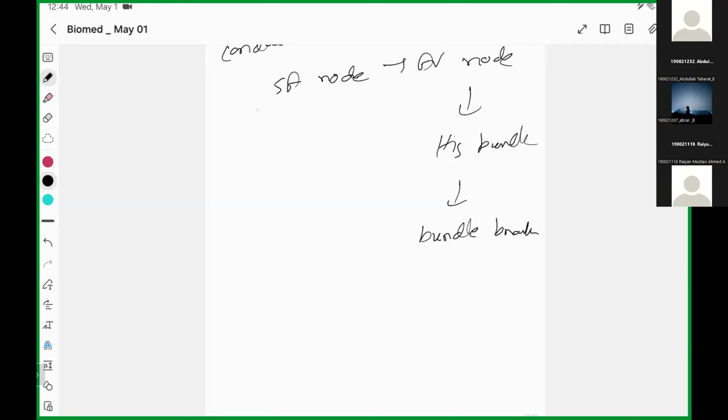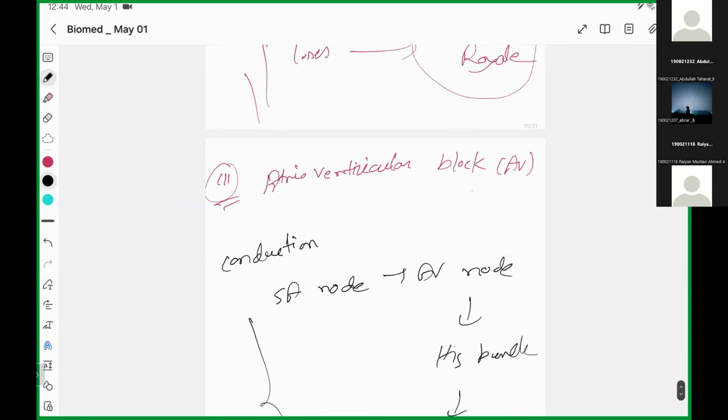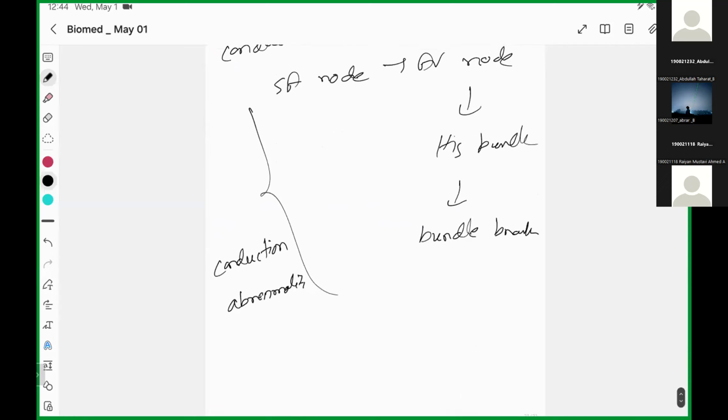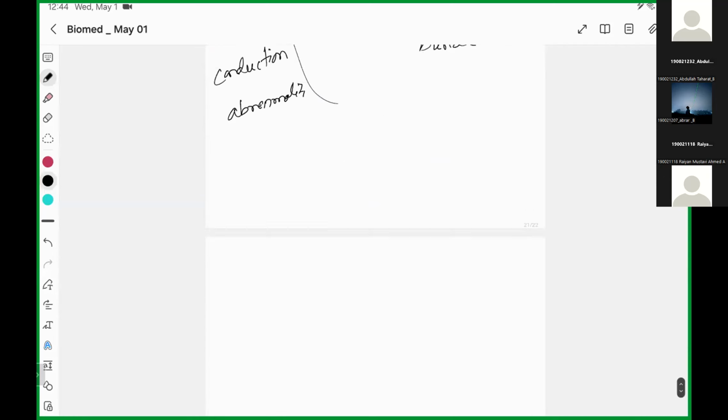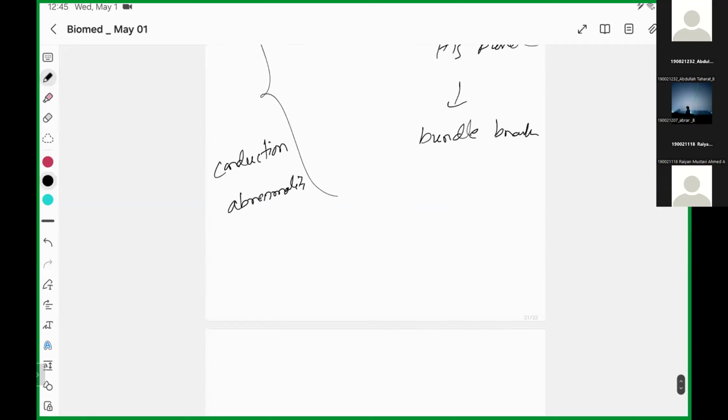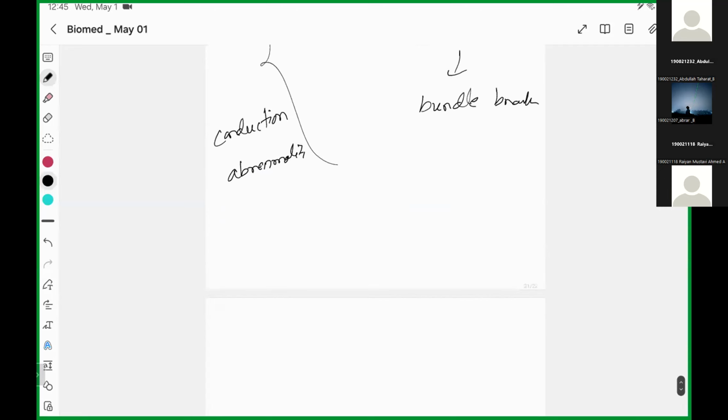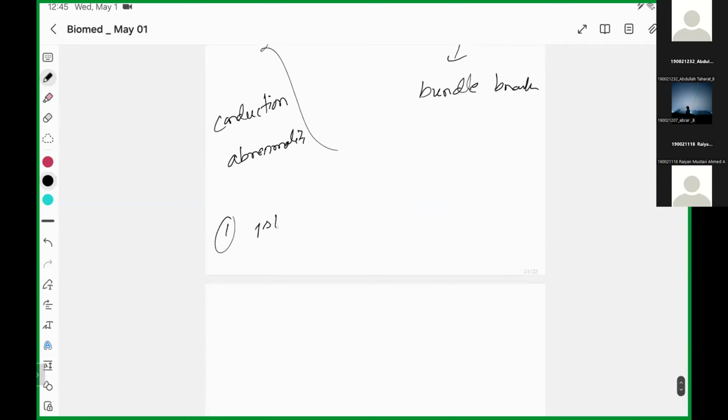Now, if there is any abnormality in the conduction of the electrical signal, that can cause some issues. Those issues are some kind of atrioventricular blocks. So how do you find this kind of abnormality? It can be divided into different types. One is the first degree AV block, first degree heart block.